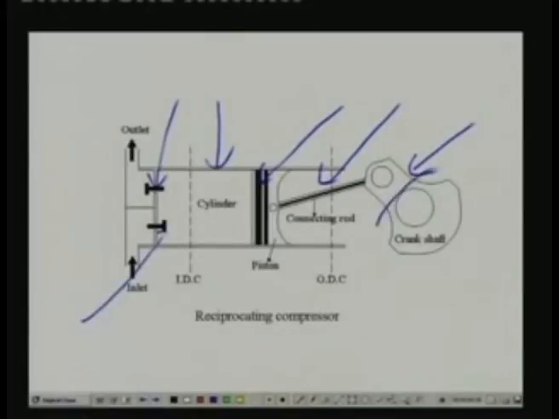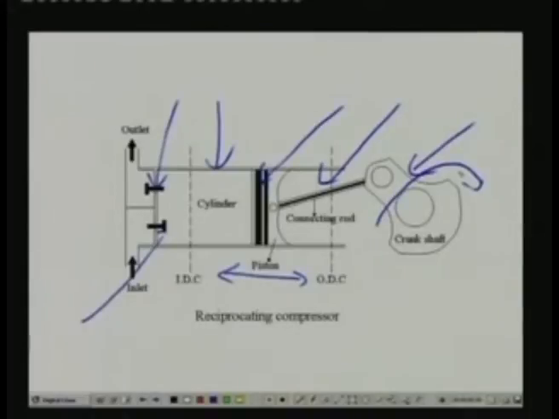As this crankshaft rotates in this manner, the piston slides in the cylinder. So piston reciprocates in the cylinder as the crankshaft rotates. So you are converting basically the rotating motion of a crankshaft into a reciprocating motion. That's why you call it a reciprocating compressor.